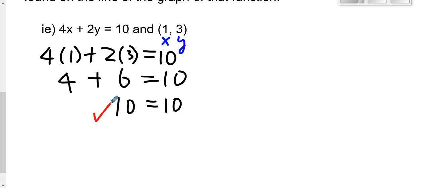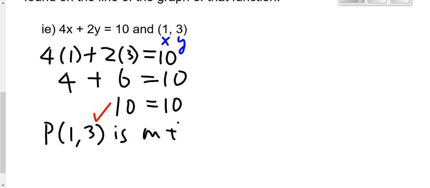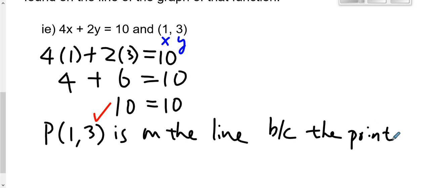In this case, that means the point (1, 3) is actually on the line, so we say that the point (1, 3) is on the line. That's one way you can say that, and if you want, you can elaborate on that, because you can also say that in this case (1, 3) satisfies the equation.